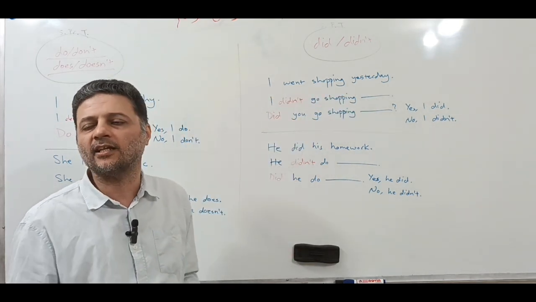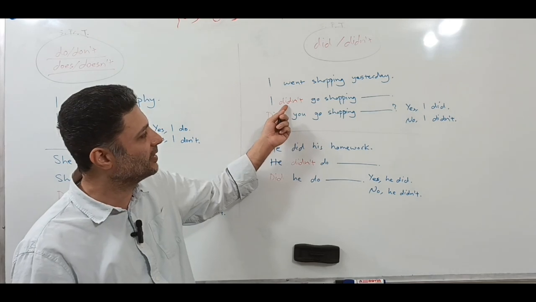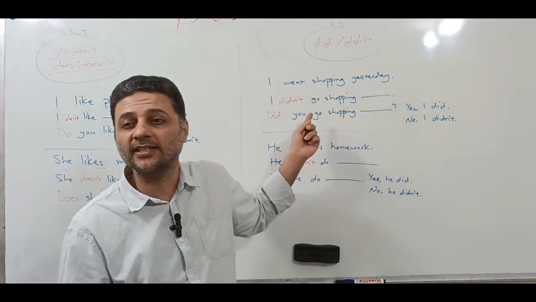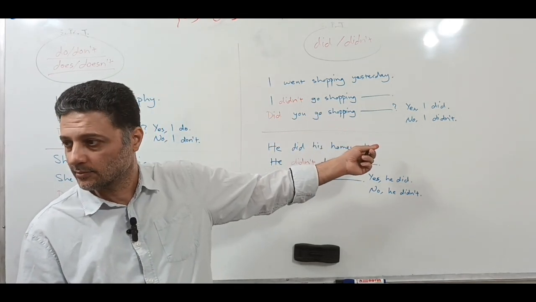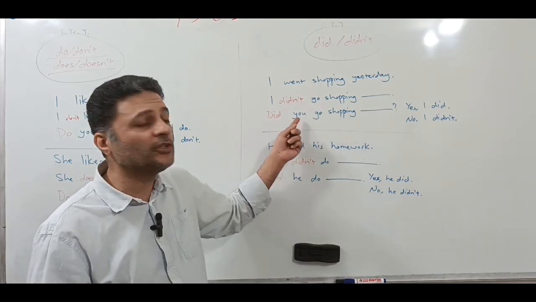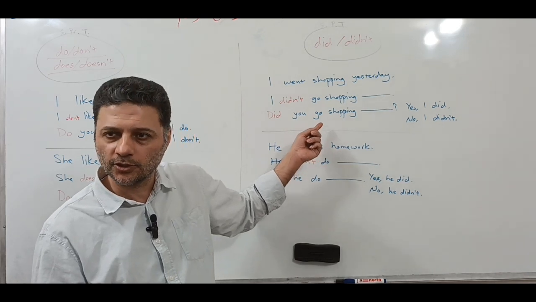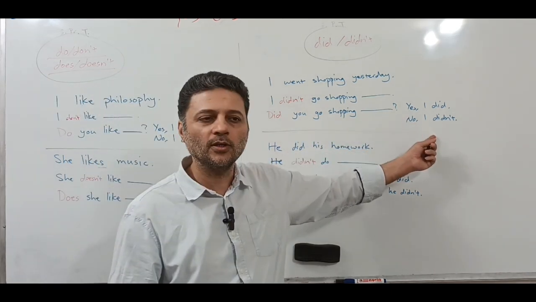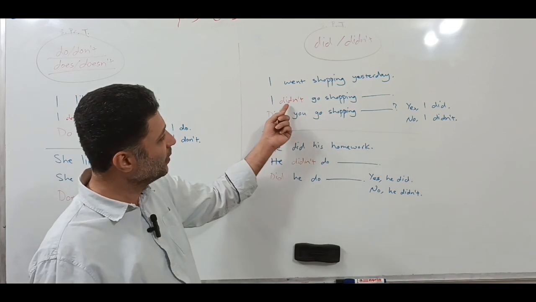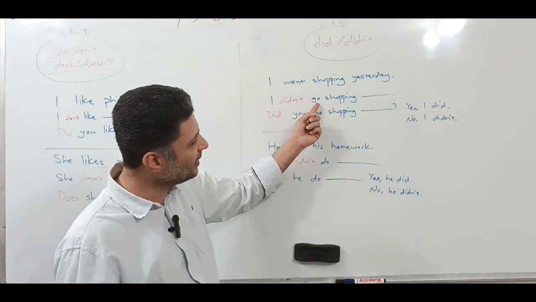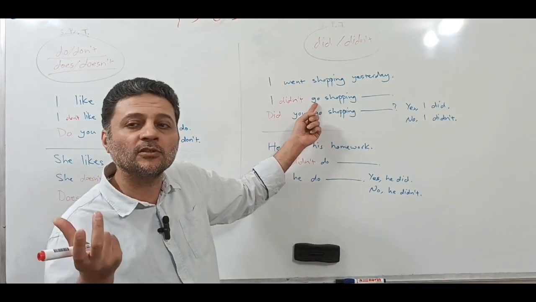Now, make it negative. A negative structure would be like this. I didn't go shopping yesterday. Did you go shopping yesterday? Yes, I did. No, I didn't. As you can see, when you use didn't, then the verb goes back to its original or base form.